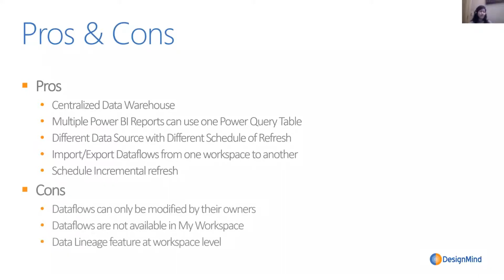And as I mentioned, there are additional benefits of using data flows, and I have listed just a few of them. But we do have some cons, and the first one is that data flows can only be modified by the owner. For a data flow, only one person can be an owner at a time, and only the owner can make the changes. However, if someone else has to make changes, that person can take over the ownership and make the changes.